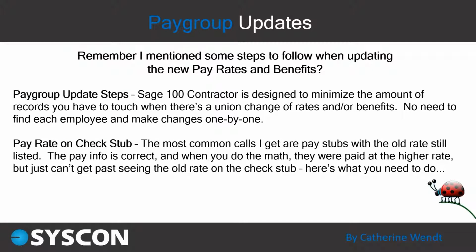So remember I mentioned in both of those scenarios that there would be some steps to update the new pay rates and the benefits. So first of all, the pay group update steps. The program is well built to minimize the amount of records you have to touch when there's a union change of rates and/or benefits. I remember one year there were no increases in the hourly rate, but there were benefit changes. So either way, this is the step.